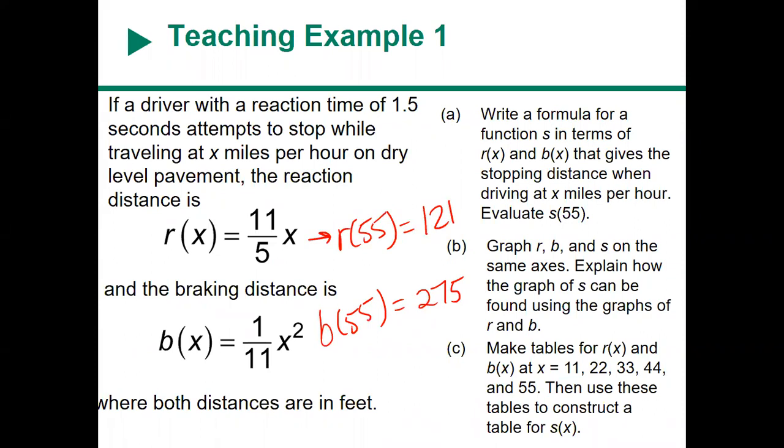When you are trying to stop and brake, don't you have to do both of these things? So if you're looking for S of 55, S of 55 would be you combining both of these actions. You have your reaction and you have your braking. So you would be combining both of these things together. So you would equal 121 plus 275. Does that make sense? Because you have to react in order to brake. Agreed?